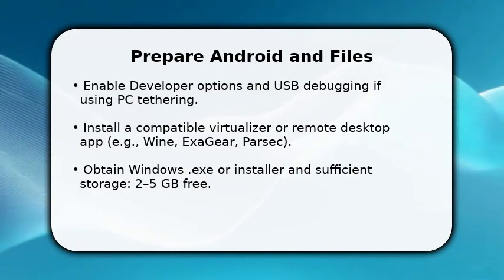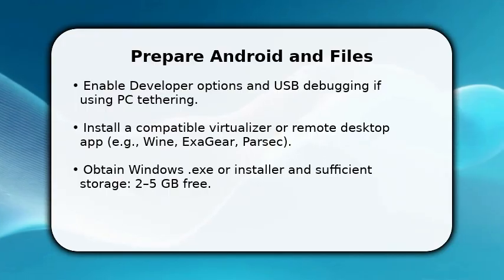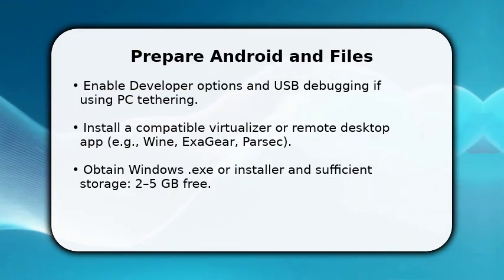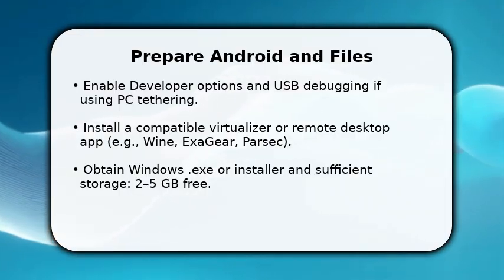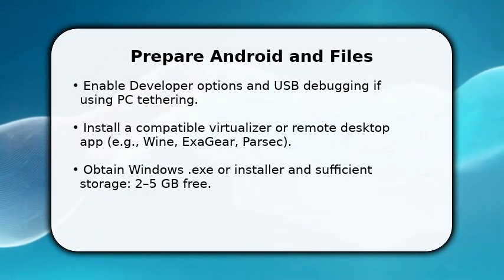You start by preparing your Android device so the installation can proceed reliably. Enable developer options and USB debugging if you plan to move large installers from a PC. This speeds file transfer. Install the chosen runtime or streaming client on Android. Wine-based layers emulate libraries, while remote desktop streams a real Windows machine.